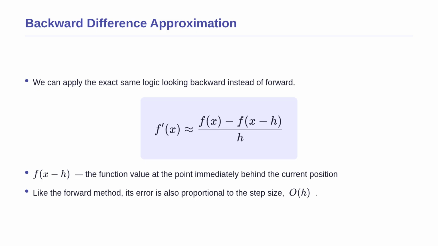We just saw how to look forward, but we can apply the exact same logic looking backward instead of forward. If we write the Taylor series for a point that is one step size behind our current position, the step size becomes negative. By isolating the first derivative in that backward Taylor series, we create the backward difference approximation. This formula uses the current point and the point immediately behind it in time or space. Just like the forward method, its error is also proportional to the step size, meaning it is an order h approximation. What changes physically here is that we are relying entirely on past data to estimate the present rate of change.